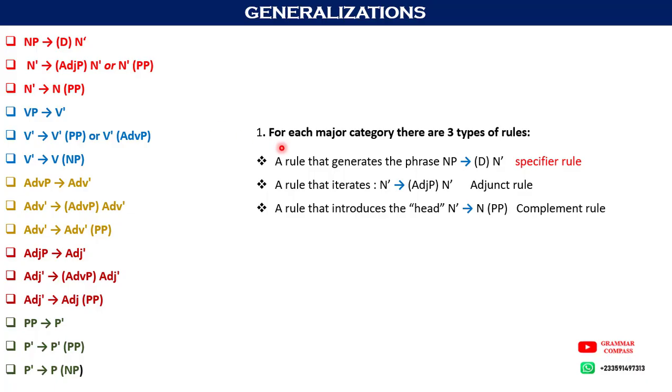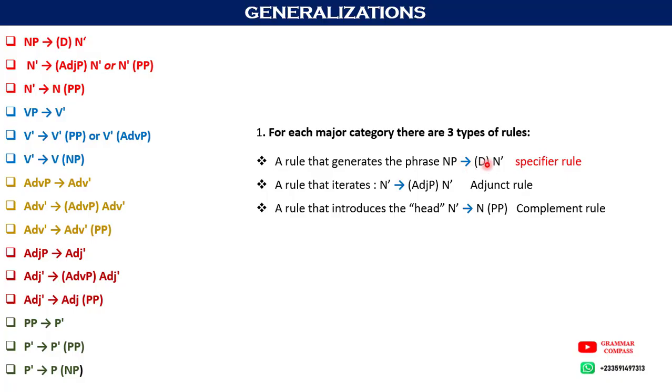Let us see the first generalization that we can draw. That is, for each major category, there are 3 types of rules. So for each of the categories, for noun phrase, we have 3 types of rules. 1, 2, 3. For the verb phrase, we have 3 types of rules. 1, 2, 3. For the adverb phrase, 3 types of rules. For the adjective phrase, 3 types of rules. And for the prepositional phrase, 3 types of rules. At the top of the rules, we have what we call the specifier rule. So the first rule of all the categories is called the specifier rule.